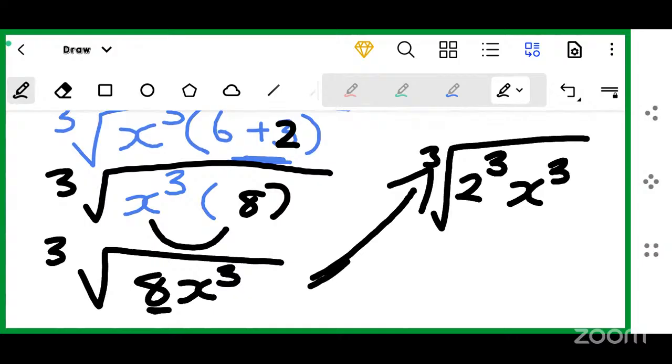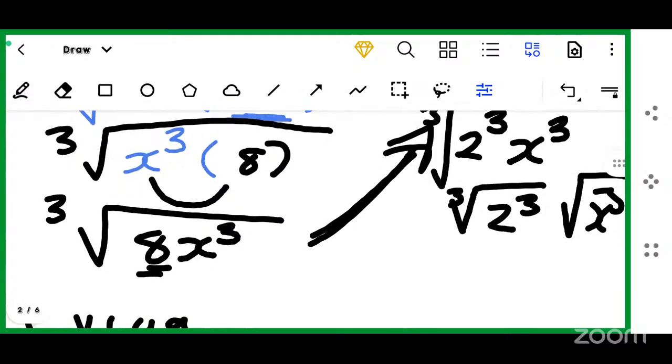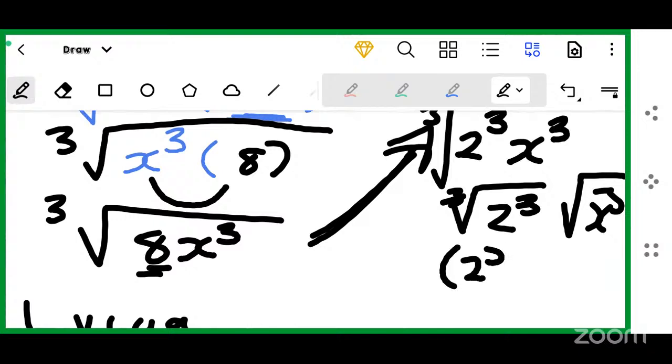So are you familiar with this step, changing 8 to 2 to the power of 3? Are you familiar with it? Yes, ma'am. Okay, perfect. So now you're going to say cube root of 2 to the power of 3, and then you also have cube root of x to the power of 3. What's going to happen is this and this can eliminate each other, or we can just use the 2 to the power of 3.